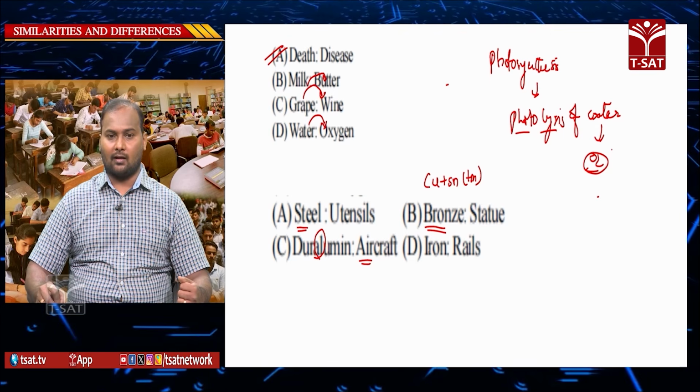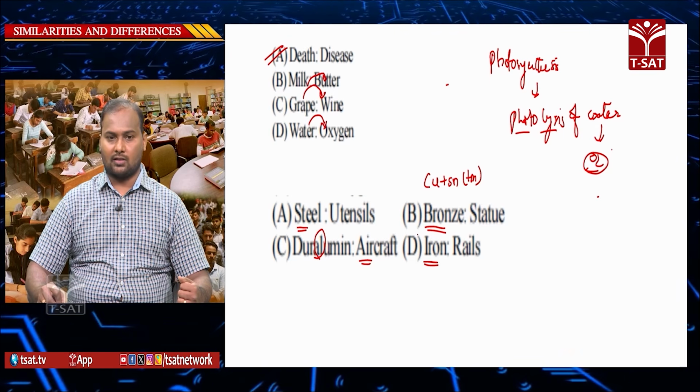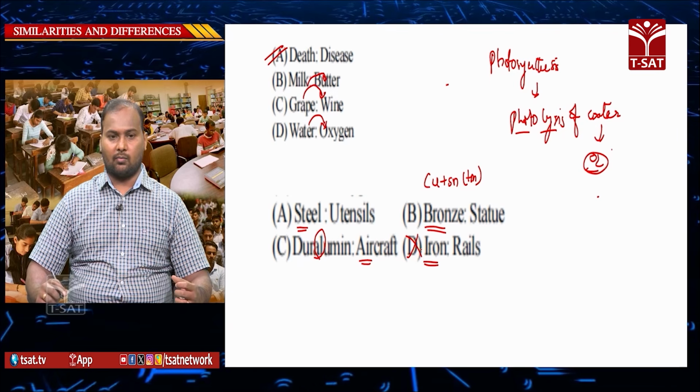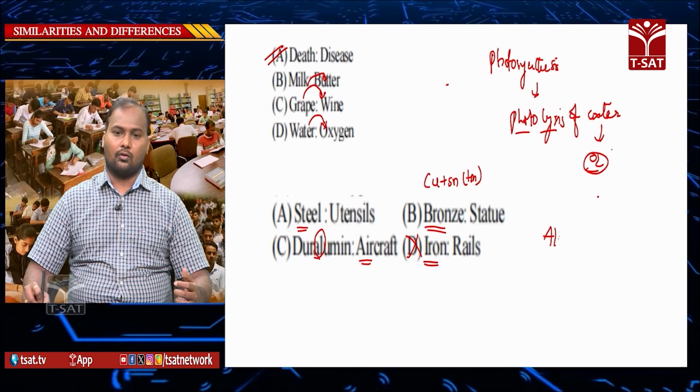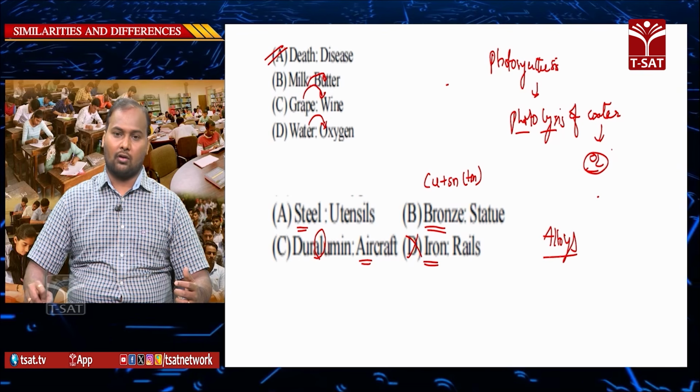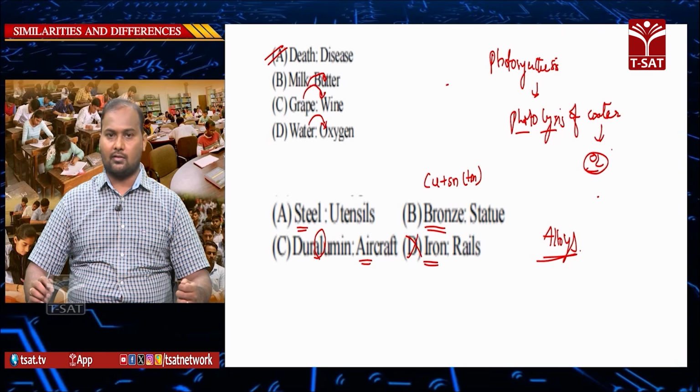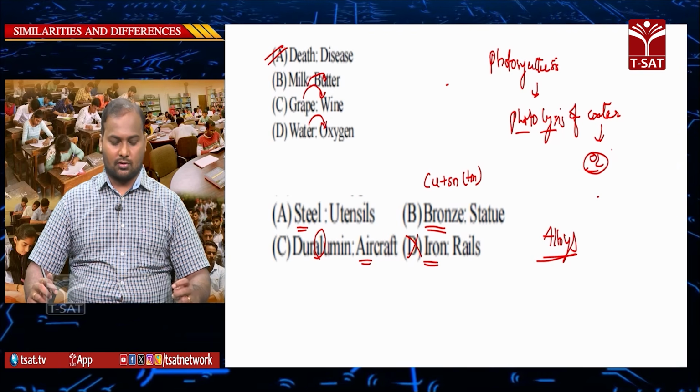Next one is iron rail. We know that iron is not an alloy. So your answer, option D, is wrong. So the remaining three are all correct. So that is based upon alloys. Those students who have the knowledge of alloys, they only can solve this question. Otherwise, this question becomes very difficult.